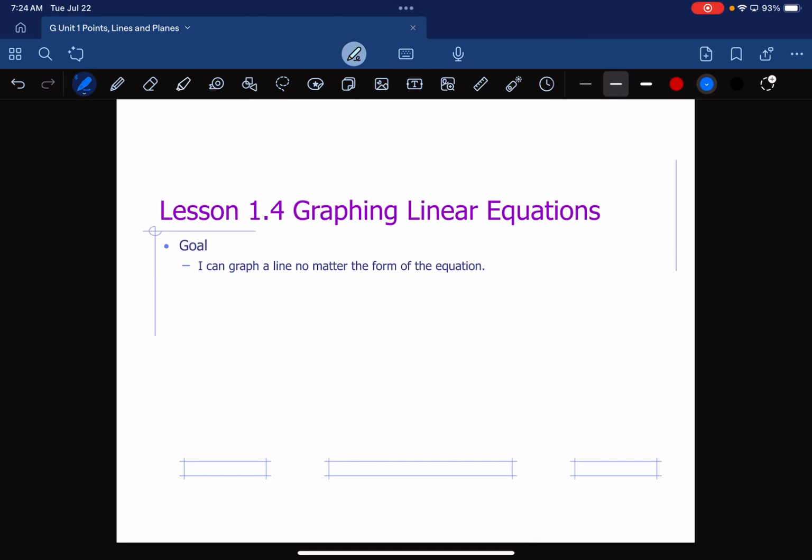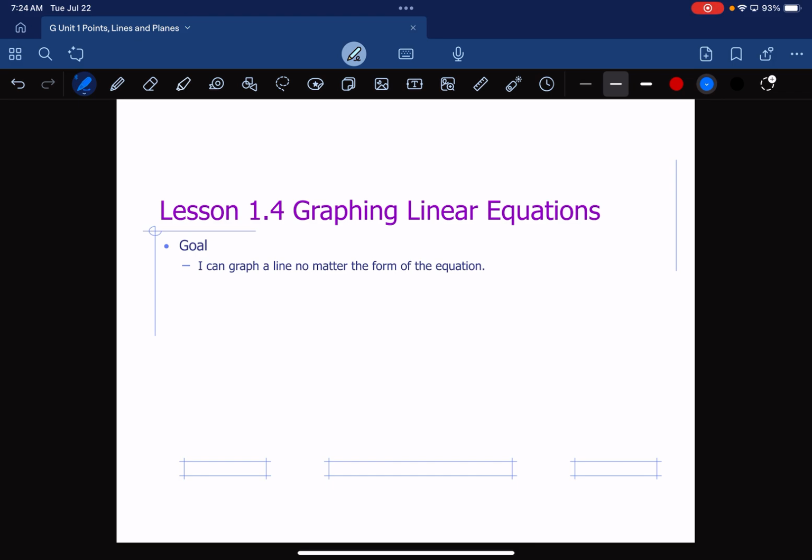Here we have lesson 1-4 of Geometry Unit 1, and this is graphing linear equations. Again, I think we're going to find this familiar because we learned how to graph linear equations back in Algebra 1, but I want to make sure we know how to do that. So it's a little bit of a refresher, a little review. It just says I can graph a line no matter the form of the equation.